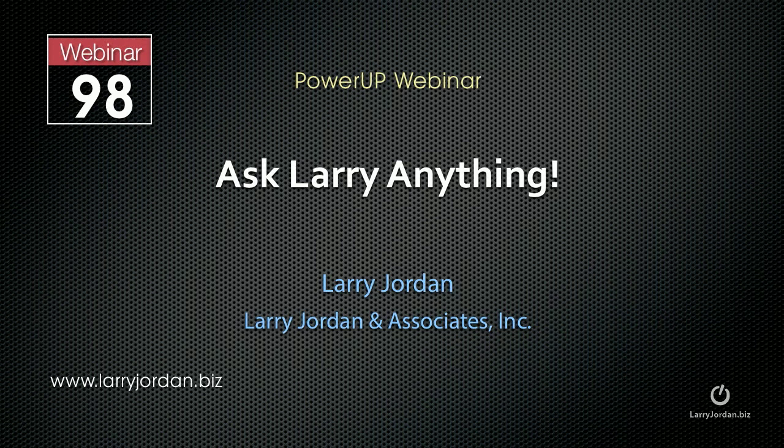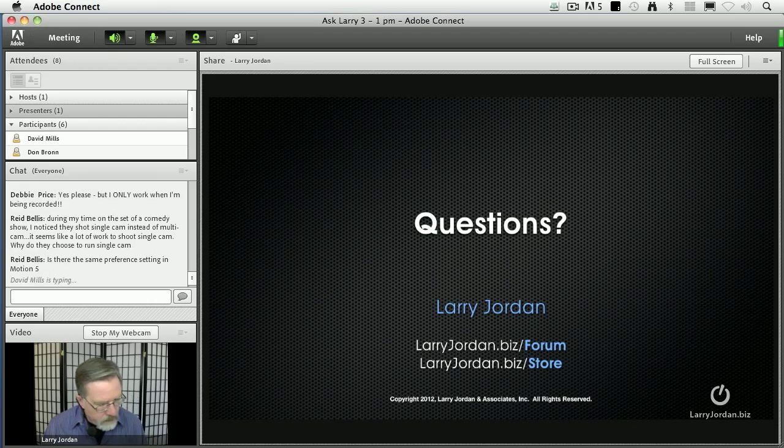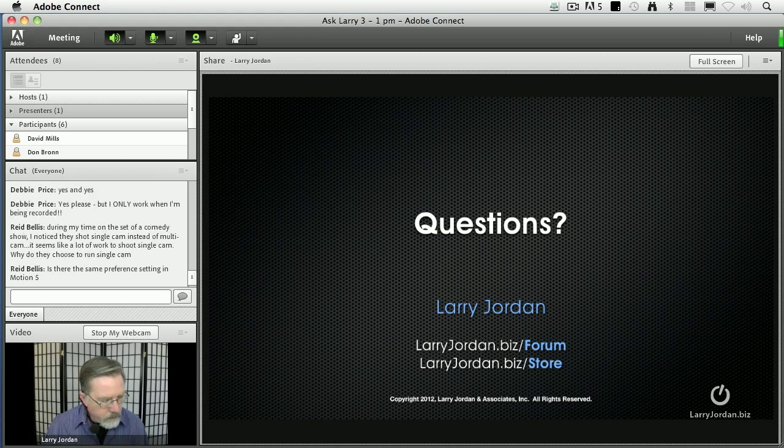This is an excerpt of a recent power-up webinar called Ask Larry Anything, where I get to answer questions from viewers. For instance, this one. Bill Rabkin asks, in a Final Cut 10 multicam timeline, how can I apply a crossfade transition only to the video so that the audio level remains constant?